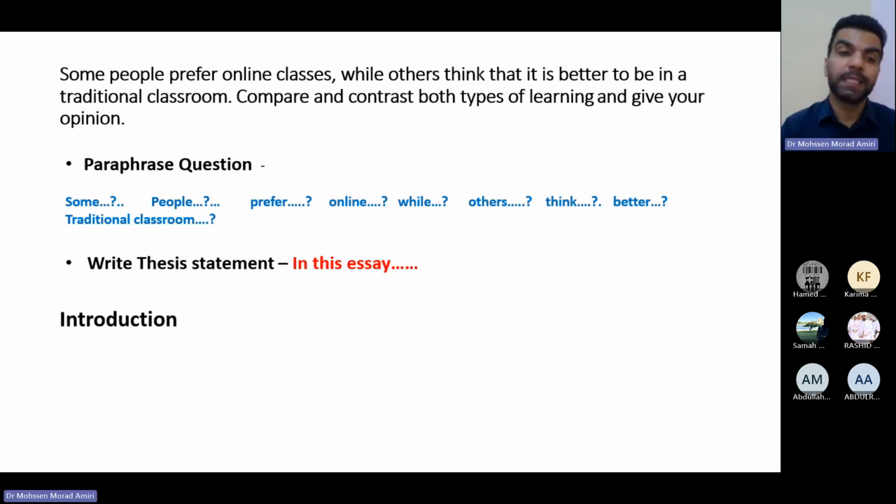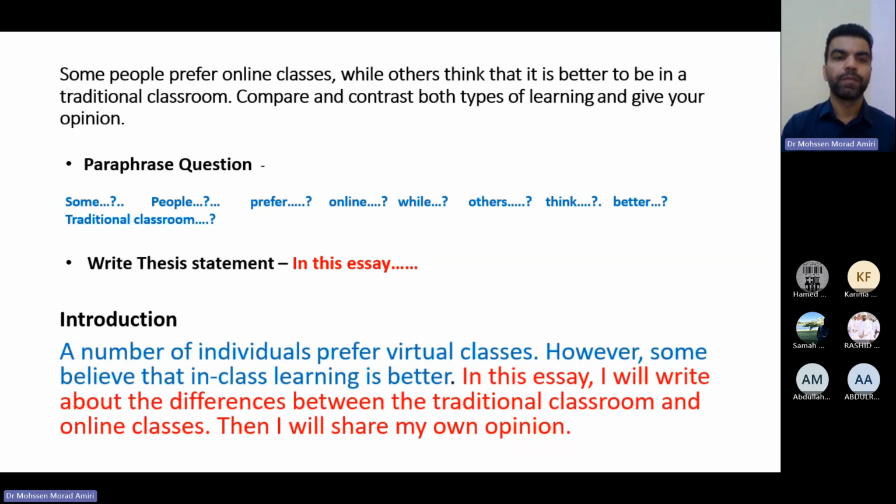Then you have, of course, the thesis statement that I'm going to teach you. What is a thesis statement? And then you have the introduction, body and conclusion, like this. Sure. I will show you one by one. Okay. Now, for example, here we paraphrase this question. See, a number of individuals for some people, or we can say some individuals would like to. We did not paraphrase it, but you can. Would like to means prefer. But here we did not.